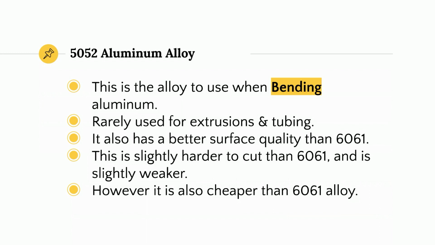it also has a better surface quality than 6061. So 6061 alloy has slightly worse finish on the surface. So if your goal is to have really shiny and nice looking aluminum, you're better off going with 5052. This is slightly harder to cut than 6061, and it's slightly weaker. This is why teams typically use them less for structural reasons. However, it is also cheaper than 6061. Not a lot cheaper, but slightly cheaper, and that can make a difference.